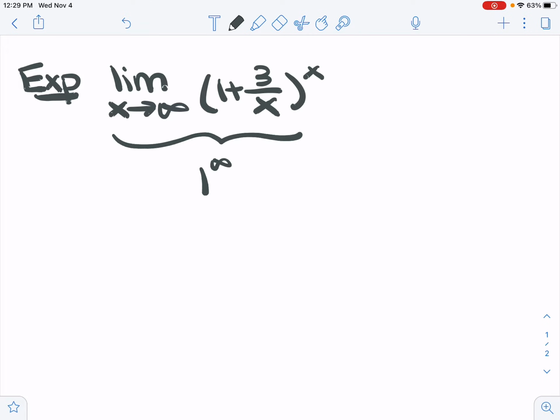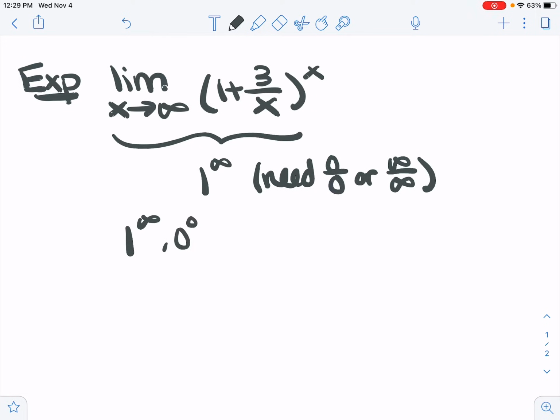So we have this base getting closer and closer to 1, being raised to a higher and higher power. That's the conflict involved here. Now, L'Hopital's rule doesn't do us any good for a 1 to infinity. Remember, we need, as always, a 0 over 0 or an infinity over infinity indeterminate form. What we're going to see here is going to work for 1 to the infinity, 0 to the 0, and infinity to the 0 indeterminate forms. Okay, the technique that I'll show you right now.